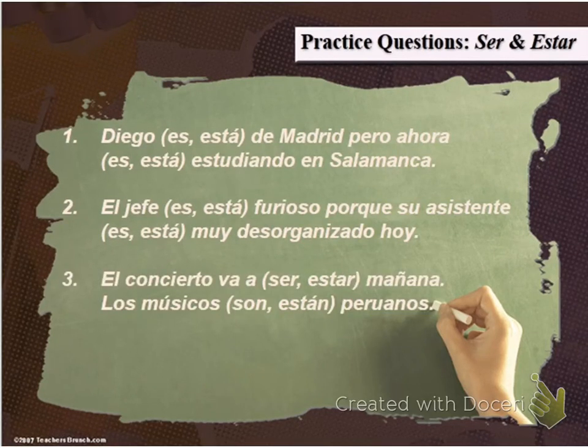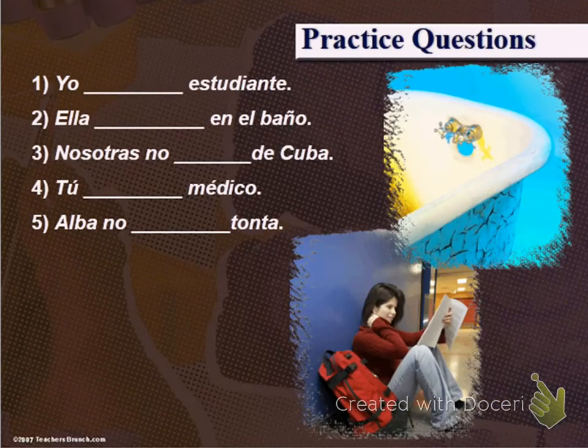All right, the concert is going to be tomorrow. What are we talking about when we say tomorrow? Time. So what do we always use with time? Ser. Ser, always with time. The musicians are going to be Peruvian. So if we're talking about something from Peru, that would be son. Good. Okay. All right.